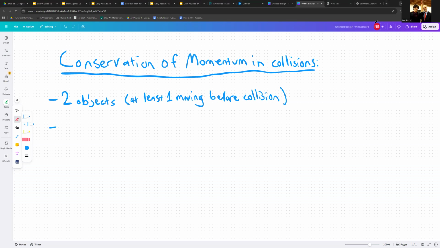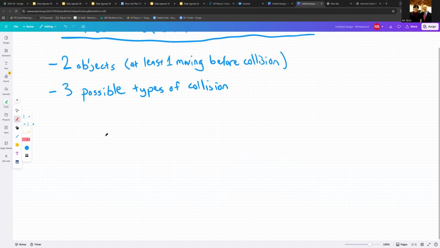And there are three possible types. We're going to categorize these collisions by three types, where we're going to look a little differently at the equations we use for those. Two of them are actually the same equation, but we'll talk about some other differences between the three types. All right, to understand what these three are, we're going to go through one by one and observe.